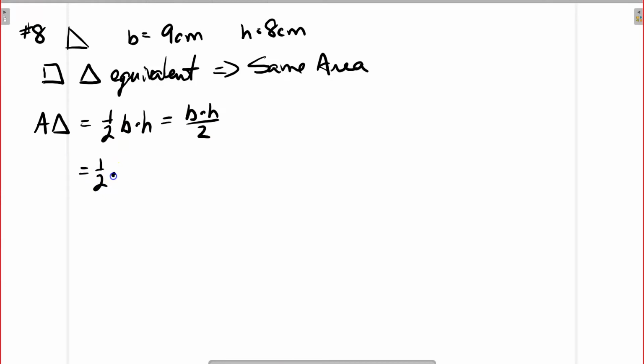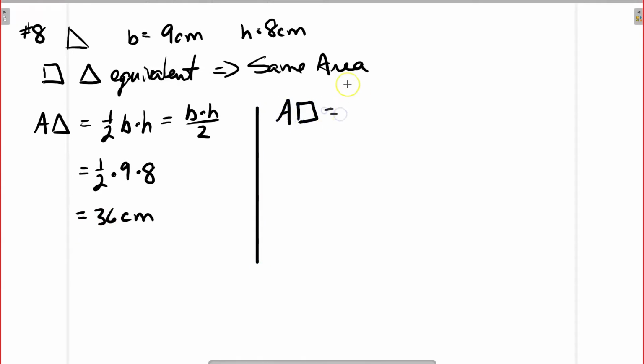So we can take half the base, half times 9, times the height, which is 8, and we multiply that out, and we get 36 square centimeters. Okay, so we've got our area of the triangle. Now we'll find the area of the square, which, since it's a square, both sides are equal, so the area is equal to s squared. We've been told the area is the area of the triangle, so 36 is equal to s squared.